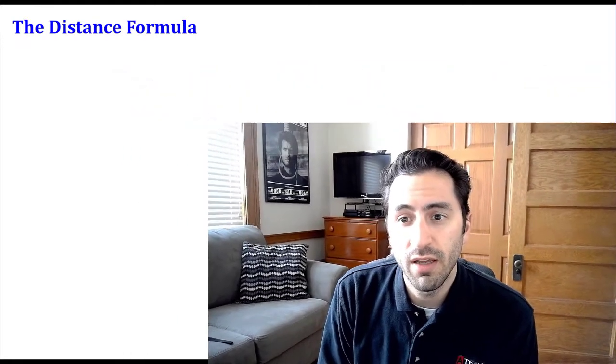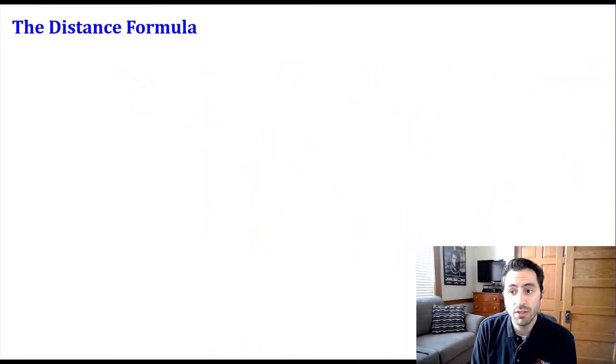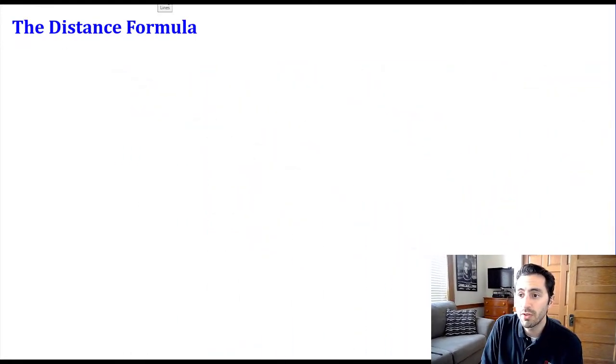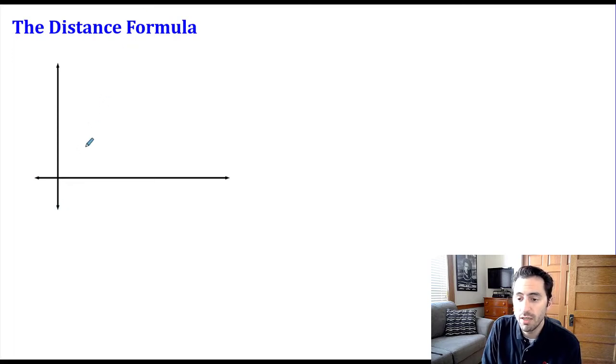The first thing I want to do is derive the distance formula. I want to take a look at where this comes from. So we're going to start with an arbitrary graph. Arbitrary just means that this can be anywhere in the coordinate plane. And I just want to take a look at 2 points. So let's say we have point A, and then somewhere else we have point B. And let's say that we want to find the distance between these 2 points.